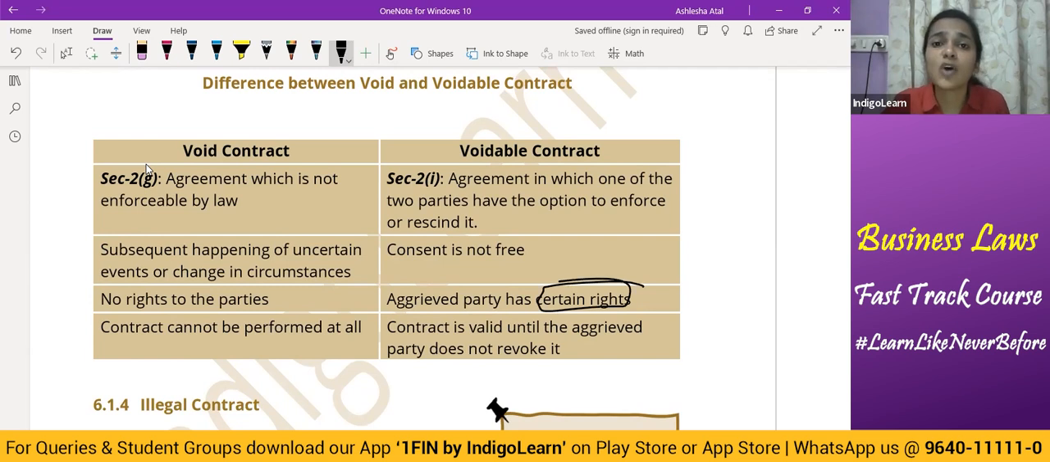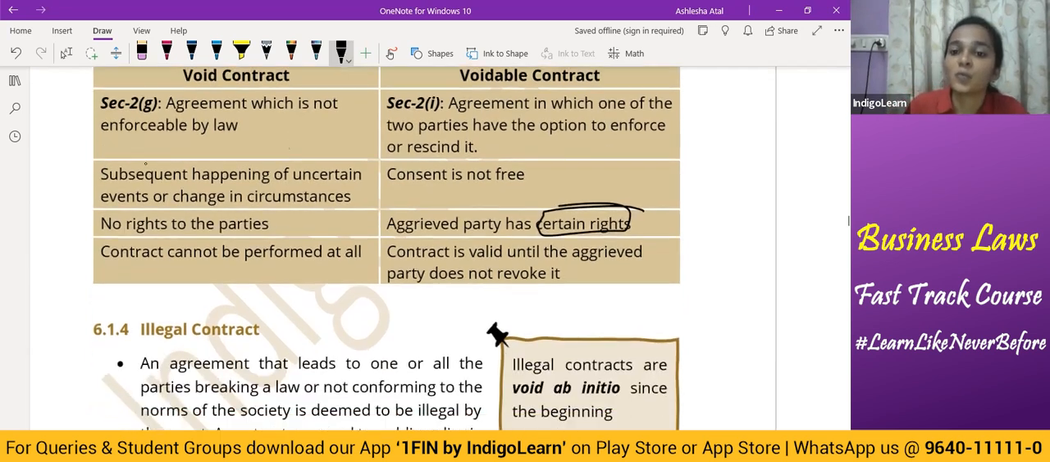A void contract cannot be performed at all. However, a voidable contract is valid unless and until the aggrieved party exercises its option to avoid the contract or to revoke the contract. So these are some of the differences between void contract and voidable contract. So it is section 2J and not section 2G. There's some printing mistake here.